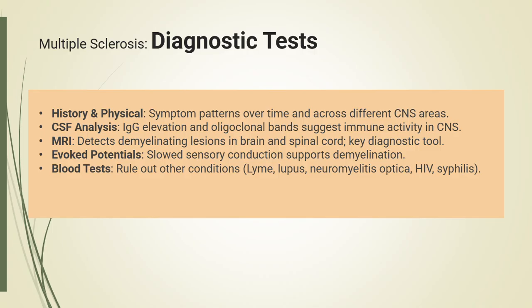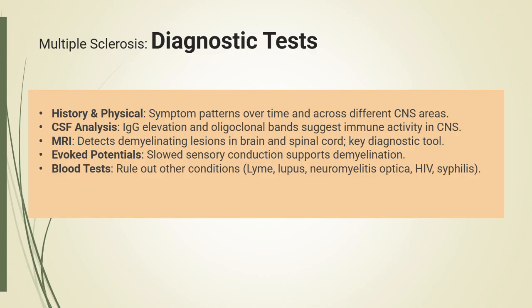One of the first steps is the history and physical examination. Providers look for patterns of neurological symptoms that appear over time and affect different parts of the central nervous system. These may include visual disturbances, sensory changes, weakness, or coordination problems. To support the diagnosis, a cerebrospinal fluid analysis may be performed through a lumbar puncture. In multiple sclerosis, the cerebrospinal fluid often shows elevated immunoglobulin G, IgG levels, or the presence of oligoclonal bands, which indicate abnormal immune activity in the central nervous system.